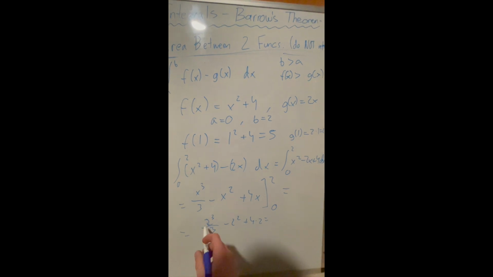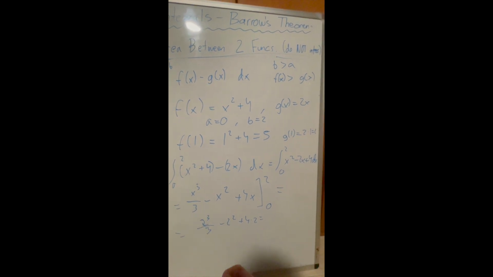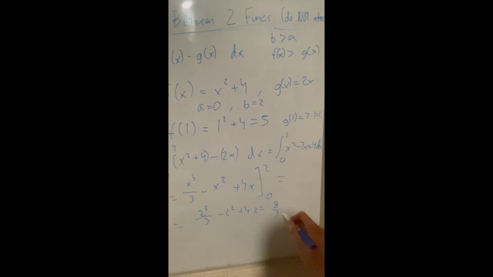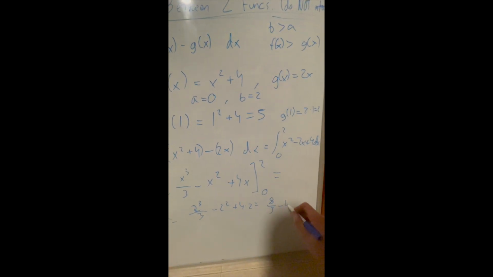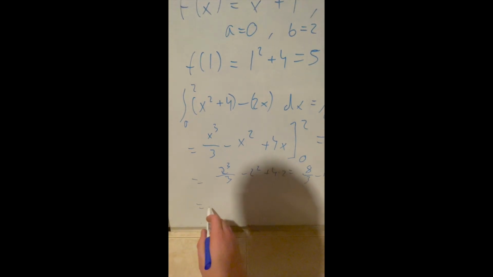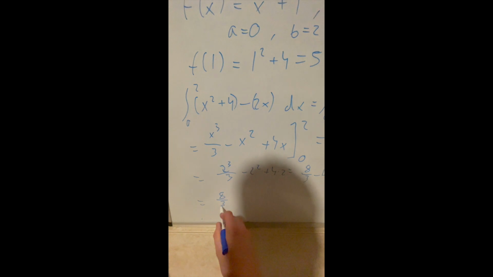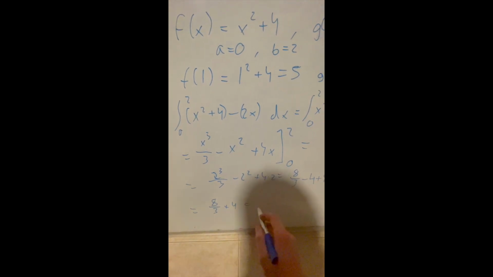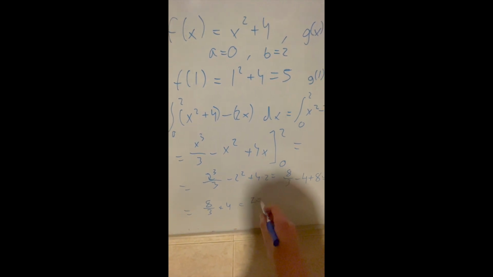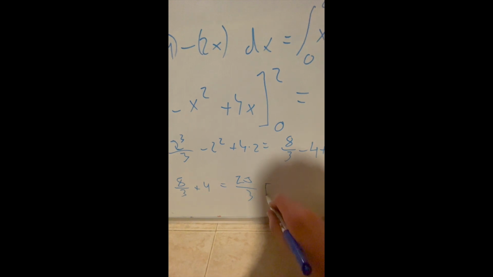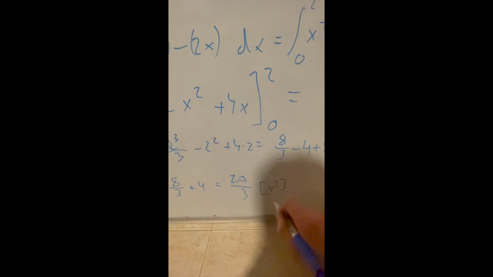And this is going to give us 2 to the power 3 is 2 times 2, which is 4, and times 2, which is 8. So 8 thirds minus 2 squared, 4, plus 8. And this is going to be 8 thirds plus 4. 4 times 3 is 12. 8 plus 12 is 20. So our area is going to be 20 over 3 units squared.